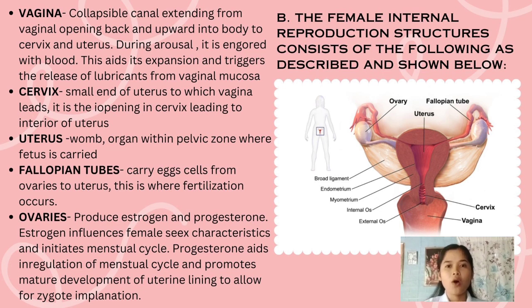Uterus, or womb, is the organ within the pelvic zone where the fetus is carried. The fallopian tubes carry egg cells from the ovaries to the uterus. This is where fertilization occurs. Ovaries produce estrogen and progesterone. Estrogen influences female sex characteristics and initiates the menstrual cycle. Progesterone aids in regulation of the menstrual cycle and promotes mature development of the uterine lining to allow for zygote implantation.